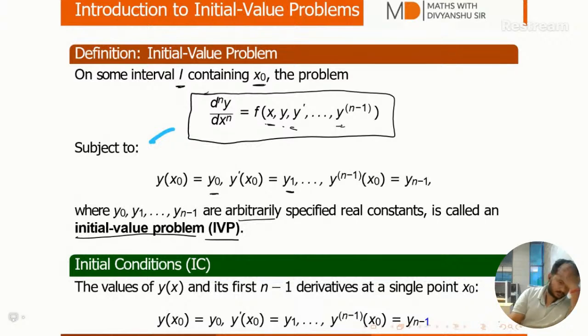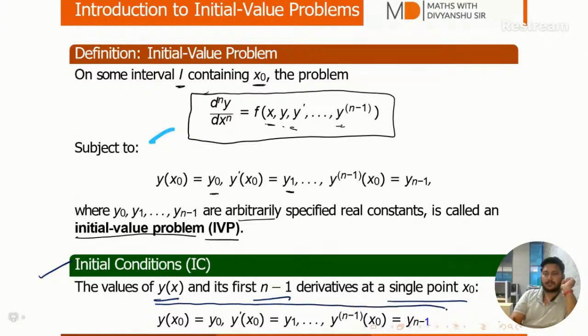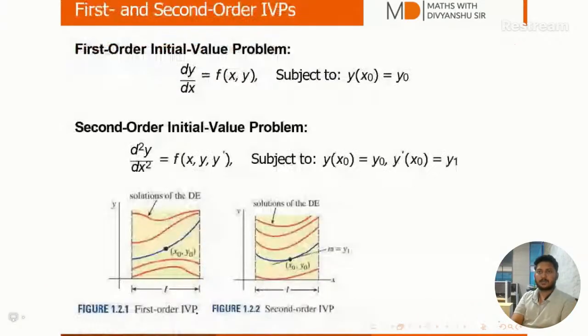So how to deal with this concept? An initial condition is nothing but when a value is specified, like y(x), and the first n minus 1 derivatives at a single point x0, then you write the initial condition like this. Okay, so our next point is to deal with the first order initial value problem.